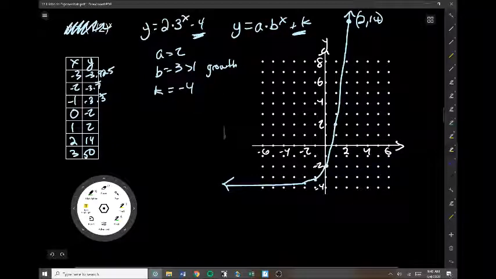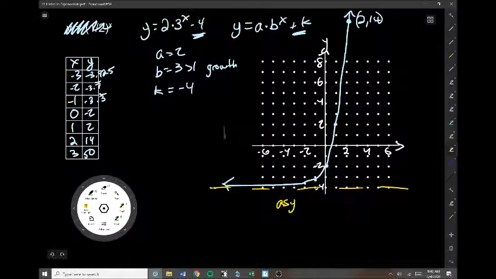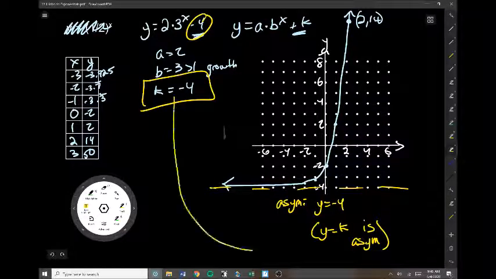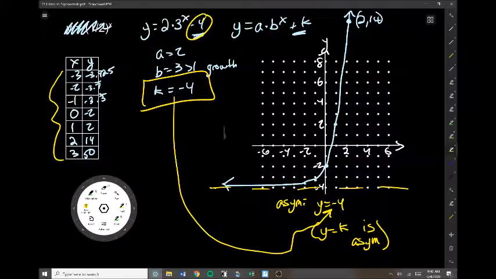This asymptote is at -4. The k value is your asymptote. Always. Your asymptote will always be at y equals k, whatever k is. Since k was -4, it's my asymptote. Okay, so you can graph any exponential function: plug in the numbers -3 to 3, plot them, figure out if it's growth or decay, and find your asymptote.